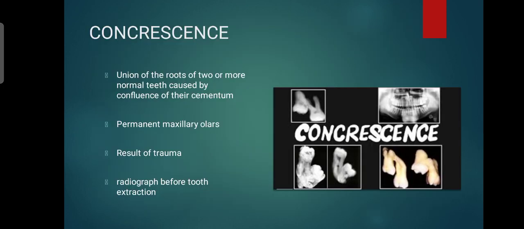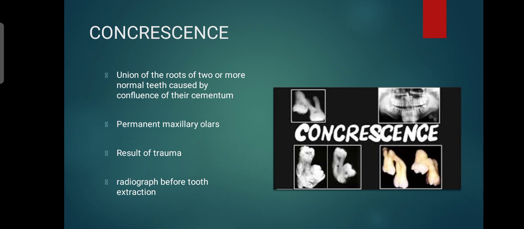Now next, concrescence. Union of the roots of two or more normal teeth caused by the confluence of their cementum. Concrescence is a type of fusion that occurs after root formation is complete. Union of teeth is limited to and is a result of confluence of cementum. The condition is thought to occur as a result of traumatic injury to the area or crowding with interseptal bone loss. Therefore, it results in close approximation of the tooth roots. The tooth roots are joined together, they are united, but the crowns are totally separate.